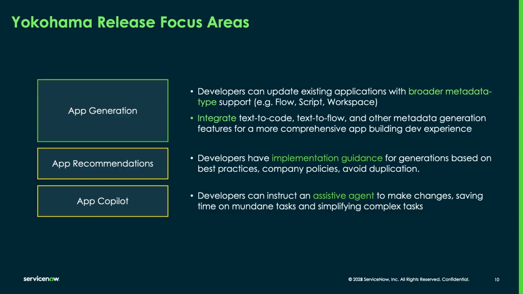Additionally, we've been hearing a lot of feedback on, hey, how can you guide my developer users to implement using best practices or even company policies to reduce duplication? You don't want to be generating the same table over and over again. So let's provide them with app recommendations as they are implementing so they implement it the right way, as well as an app copilot. So how can we allow developers to instruct a copilot assistant to help them make changes so they can spend less of their time on the very mundane, simple tasks, or even to do complex, multi-step tasks on behalf of the developer user.